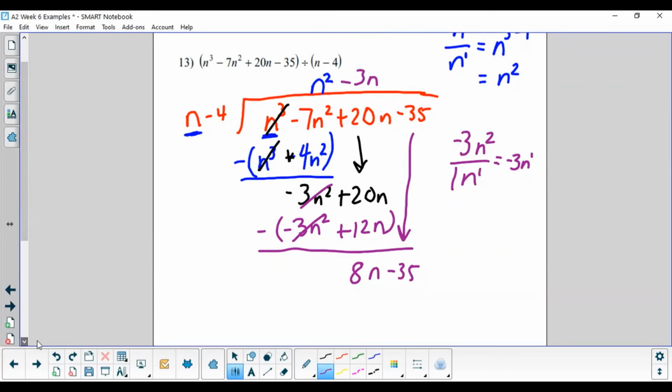Okay. Next. Use red. So same process. 8n. We're going to divide it by this n out front here. Notice we can cancel those out. So this is just 8. So that says if I multiply 8 by n, I'm going to get 8n. So I'm going to put plus 8. So 8 times n is 8n. And 8 times negative 4 is negative 32. And I am subtracting.